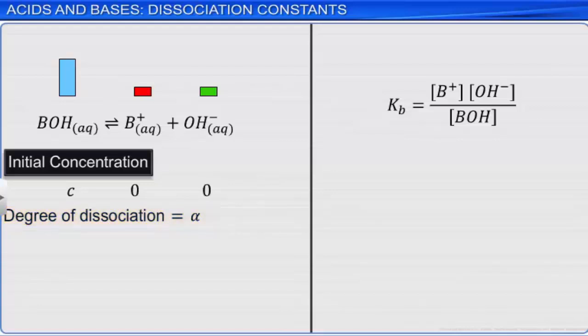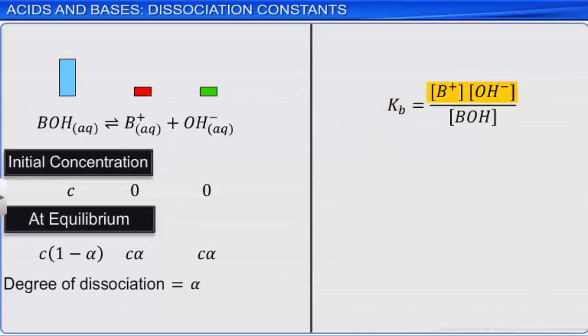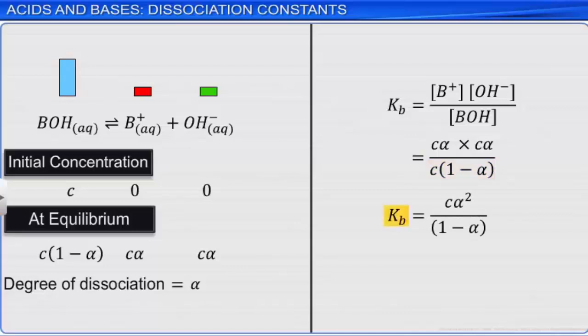At equilibrium, the number of moles of the reactants will be C times 1 minus alpha and of the products C alpha each. The dissociation constant Kb for this dissociation equilibrium can be written as Kb is equal to the product of concentration of OH minus and B plus ions divided by concentration of BOH. Substituting the equilibrium concentrations in this equation, we get C alpha multiplied by C alpha divided by C multiplied by 1 minus alpha. Thus, Kb is equal to C alpha square divided by 1 minus alpha.